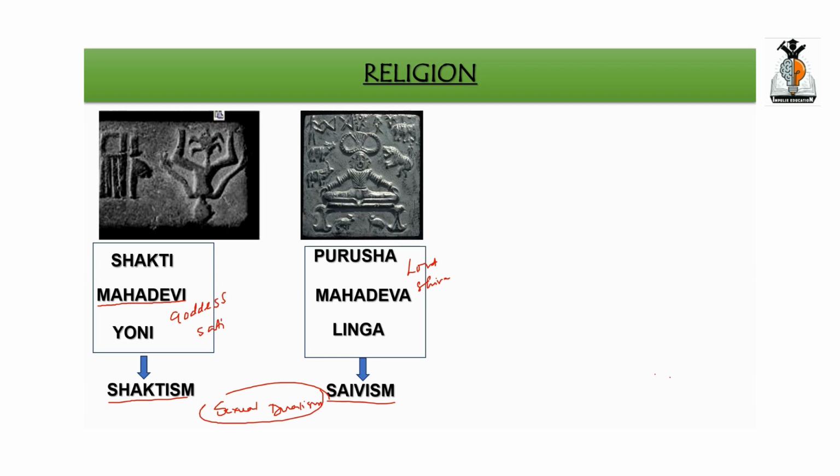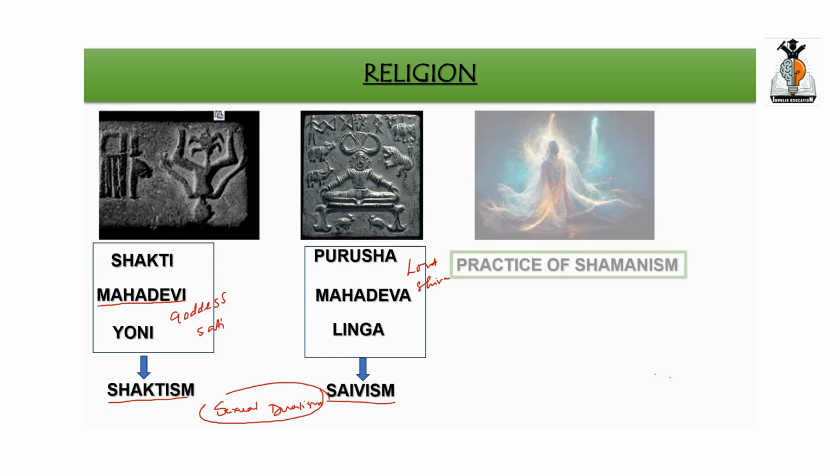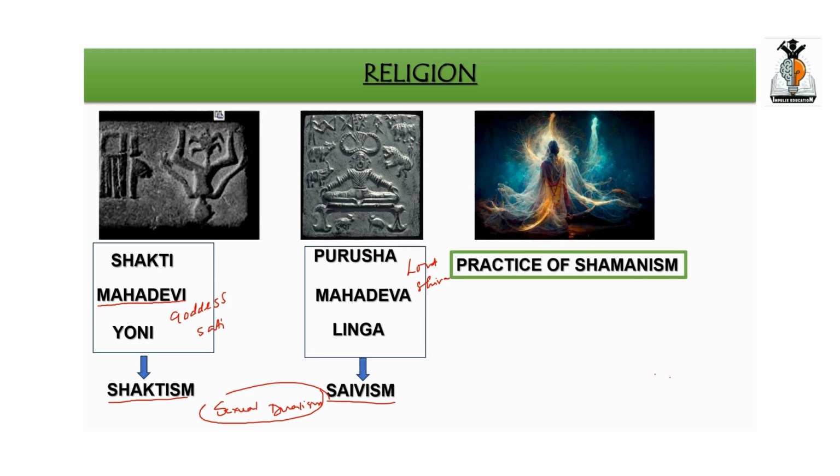The next prominent religious practice was Shamanism. Shamanism is a religious practice that involves the practitioner interacting with spirits to acquire power to heal the sick, communicate with spirits, and escort souls of the dead to the afterlife.